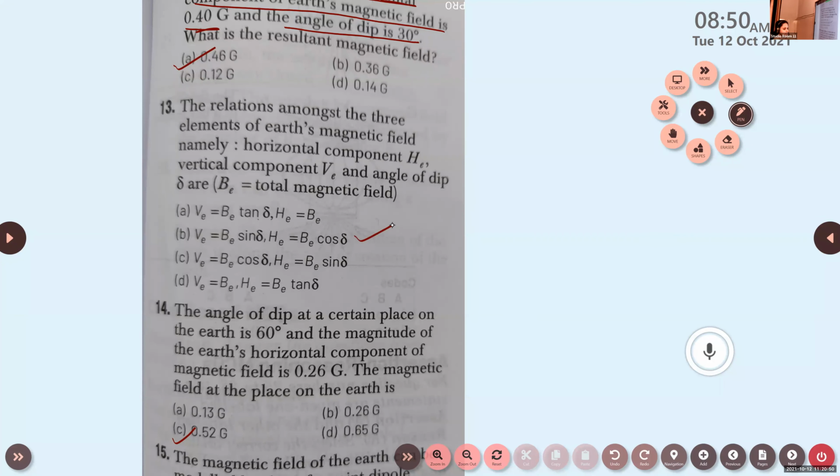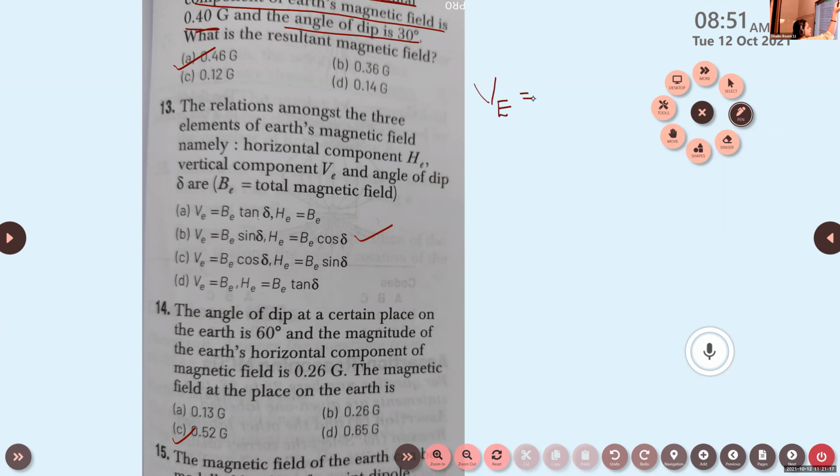That is what we discussed here now: the equations connecting the Earth's magnetic field, horizontal component and vertical component. Instead of horizontal component, I think in our notebook we are using the term D, right? Yes, ma'am. Okay, ZE. So instead of this vertical component ZE, in this given question the vertical component is taken as VE.